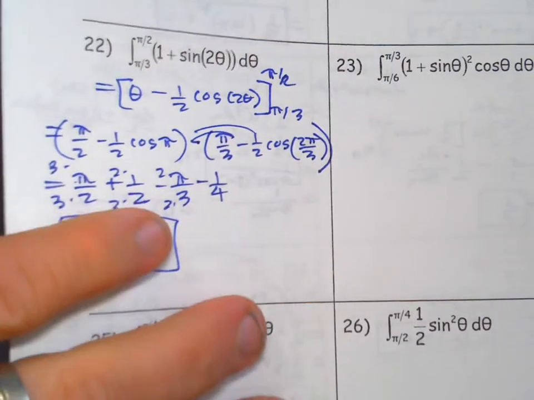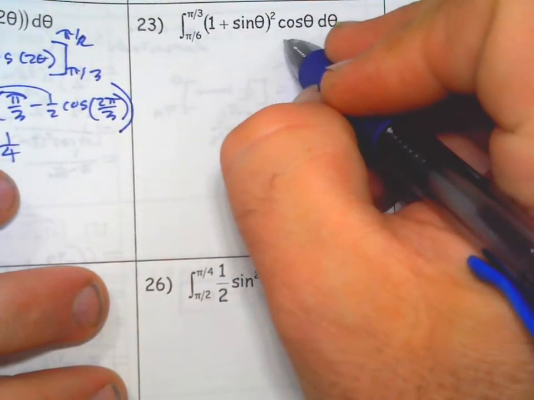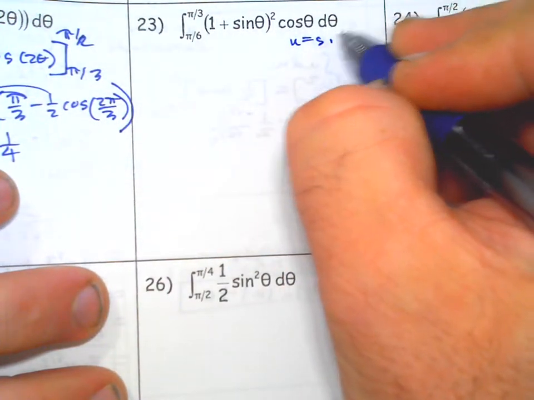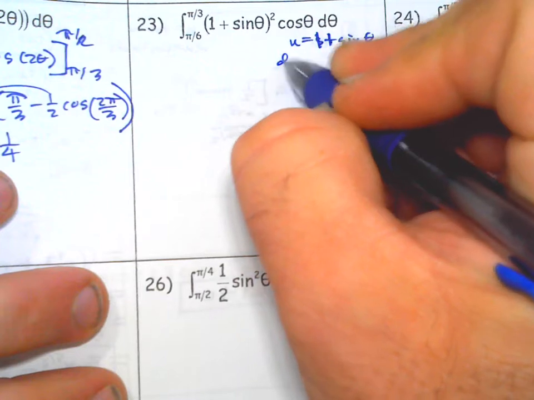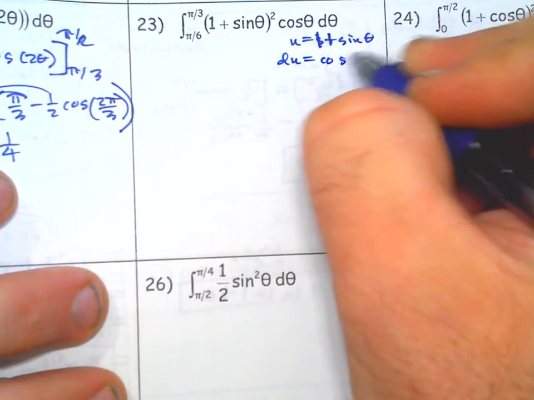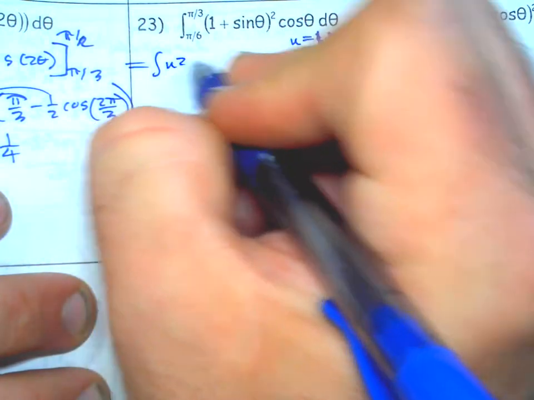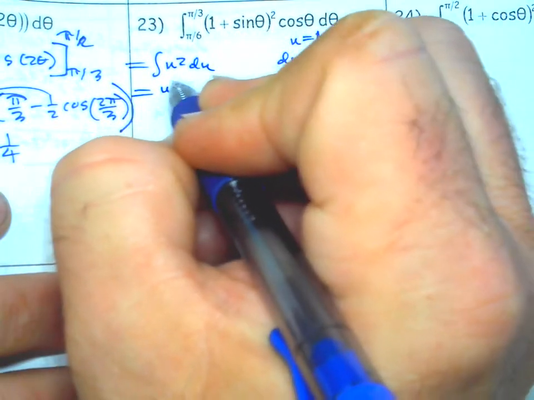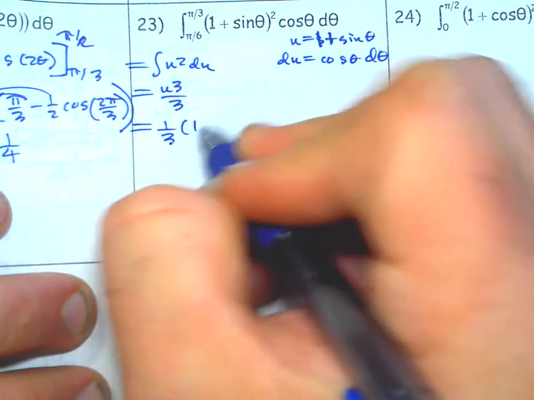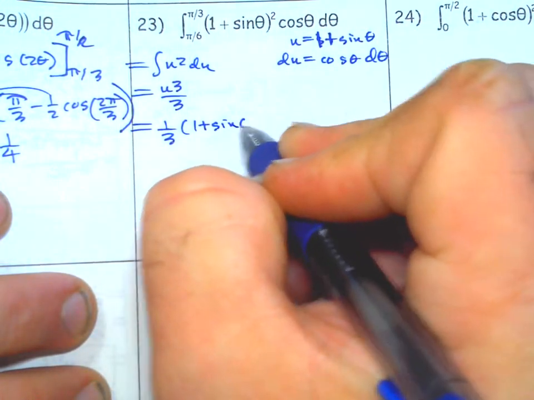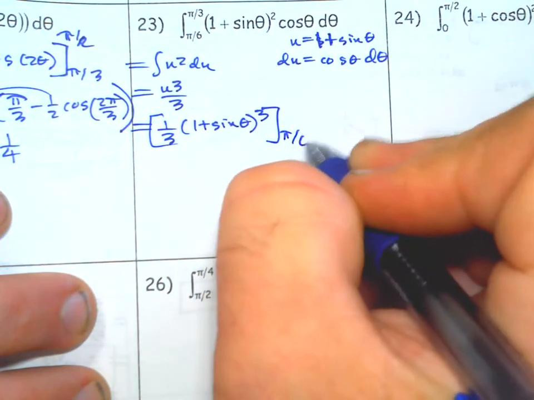Okay. Now the next one, I think we're going to do U-substitution, u equals 1 plus sine theta. And we get cosine theta d theta, works great. So it's going to be u squared du. So it's going to be u cubed over 3. So it's going to be 1/3 times 1 plus sine theta to the third power. It's a definite integral, so we're going to plug limits in.